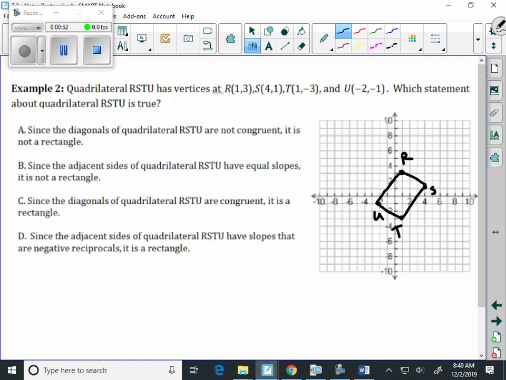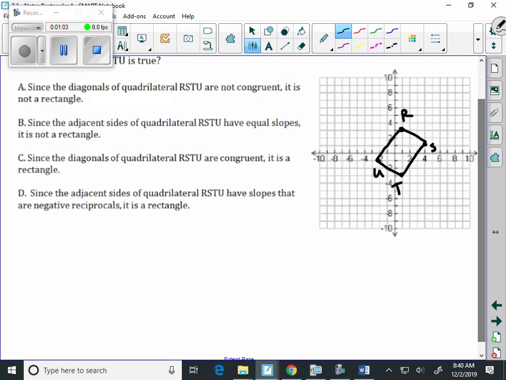And our first one says, since the diagonals of quadrilateral RSTU are not congruent, it is not a rectangle. So let's start by finding our diagonals in this problem. I'll do RT first because we can just simply count. Vertical line this time. And we have 1, 2, 3, 4, 5, 6. So RT has a length of 6.